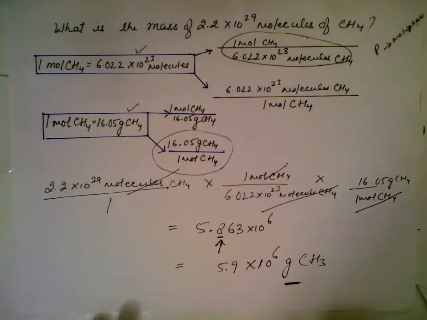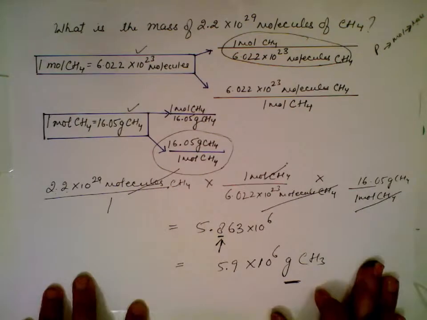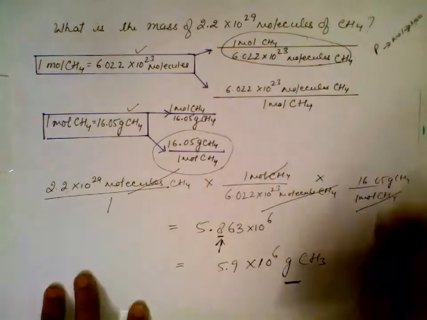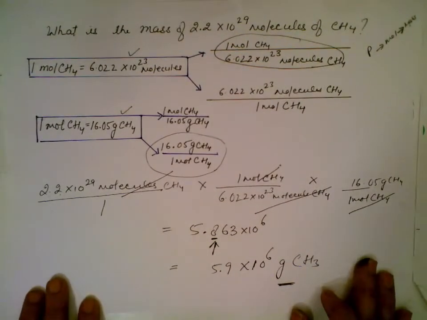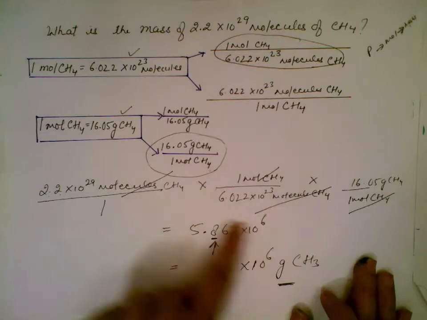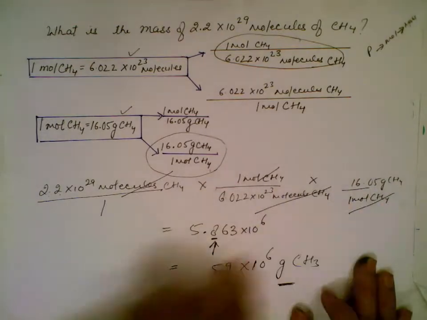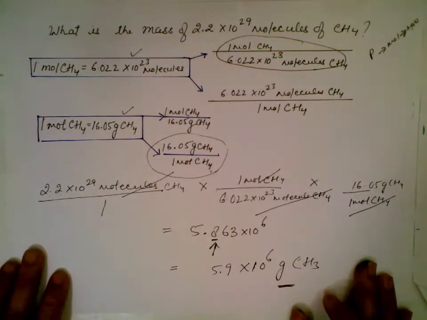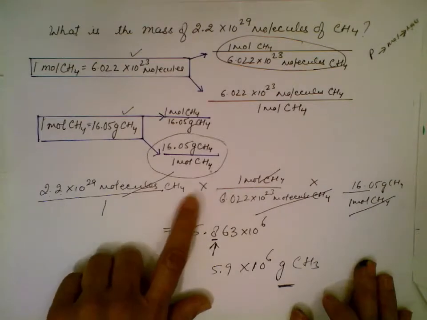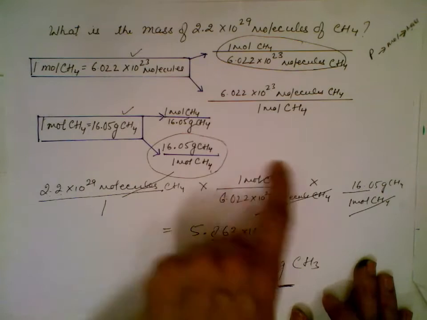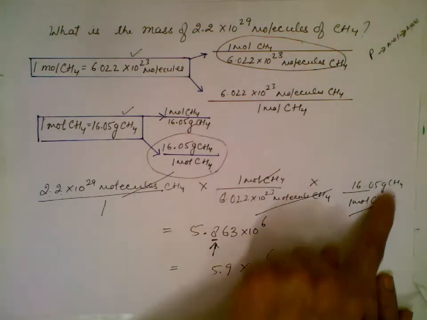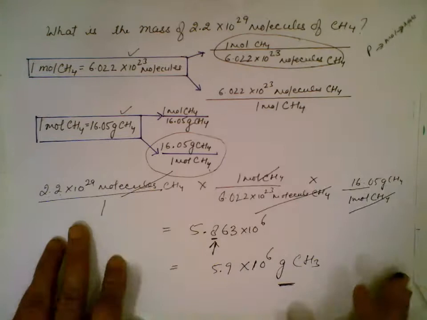All right. Okay, so if you were to explain in writing, you would say, to convert from particles to mass, I will use 2 conversion factors. And what are those 2 conversion factors? The Avogadro's number and the molar mass. So what are the steps? What did you do? You multiplied the given number of particles by the inverse of Avogadro's number, and then you multiplied by the molar mass of the substance.